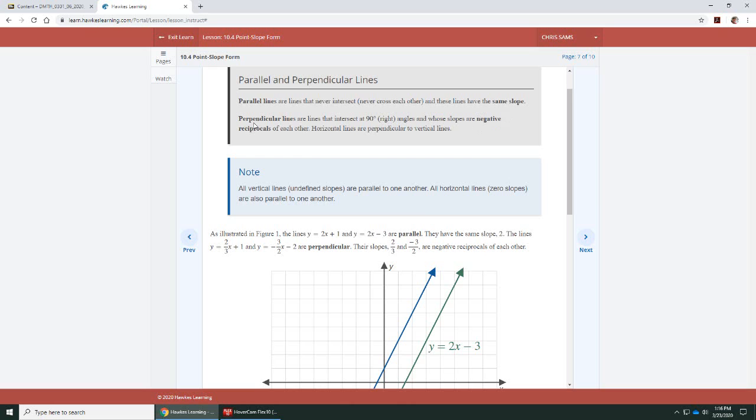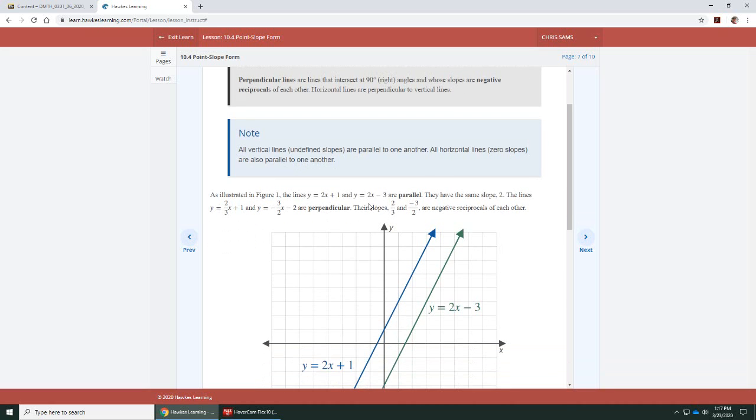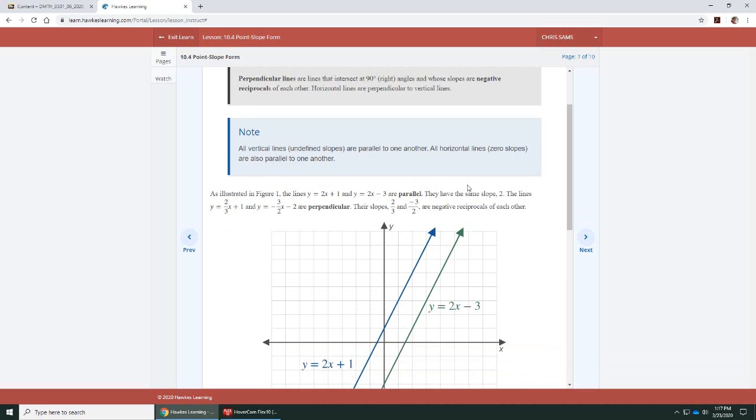Reciprocal just means to flip it. So invert it, turn it upside down. If you have a whole number, for example, if you have the number 2 and you want to flip that, 2 as a fraction will be 2 over 1. If you flip that, it will become 1 over 2. So here is some illustrations of parallel. Here's an equation, and they give you another equation. The slope is the same, the 2 and the 2.